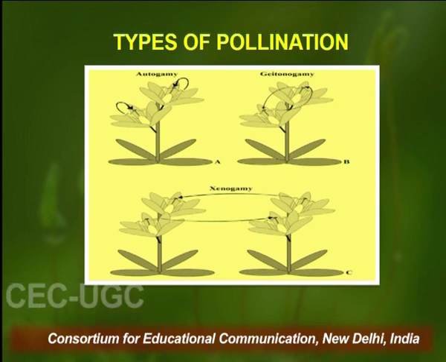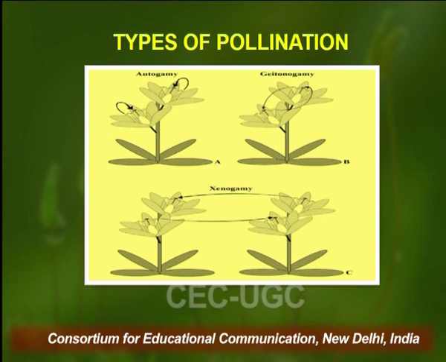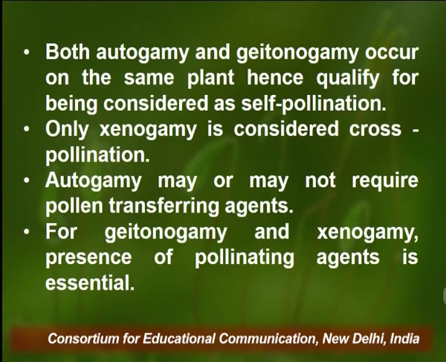Now, in the second one where it is written geitonogamy, the pollen is being transferred from the anther to the stigma of another flower, but that flower is present on the same plant. Third one is xenogamy, where the pollen is transferred to another flower on a different plant. Both autogamy and geitonogamy occur on the same plant, hence they qualify for being considered as self-pollination. Only xenogamy is considered cross-pollination.